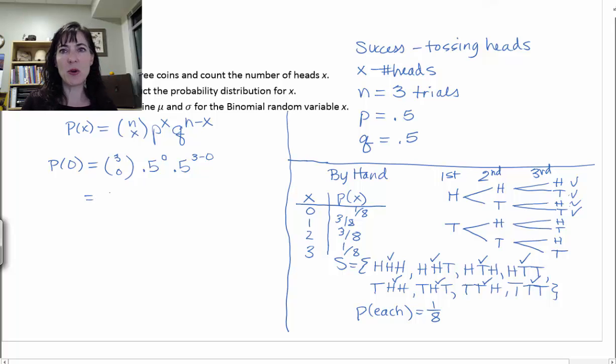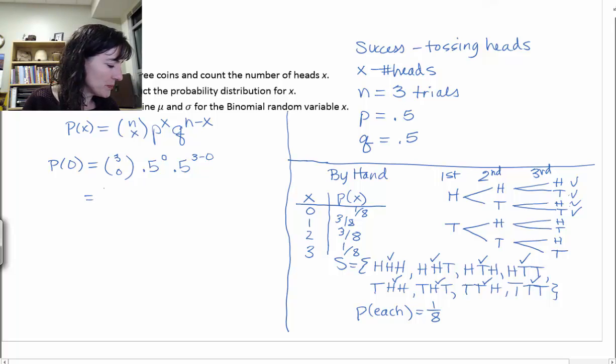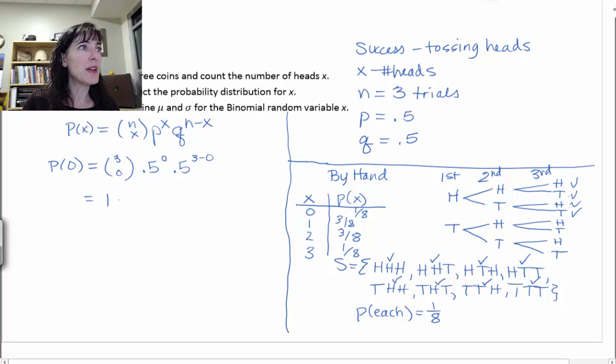So 3 choose 0, if I do that on my calculator, comes to 1. 0.5 to the 0 comes to 1, anything to the 0 power. And then 0.5 to the third is going to give me 0.125. When I multiply it by all those ones, the probability of 0 heads showing is 0.125.